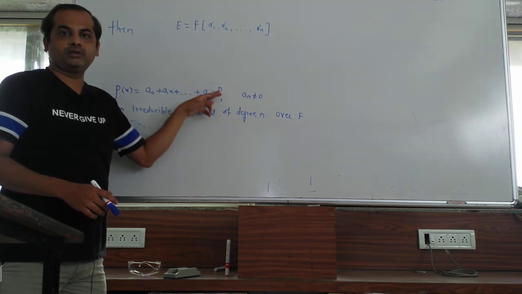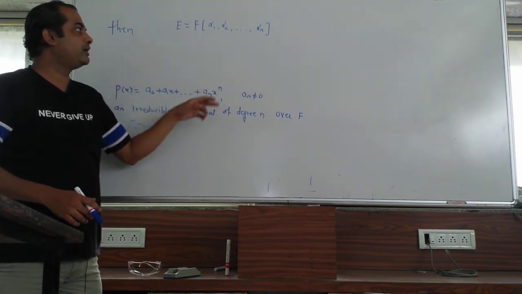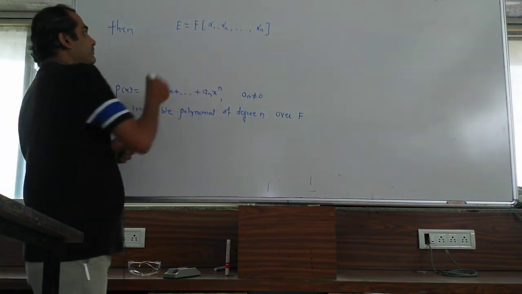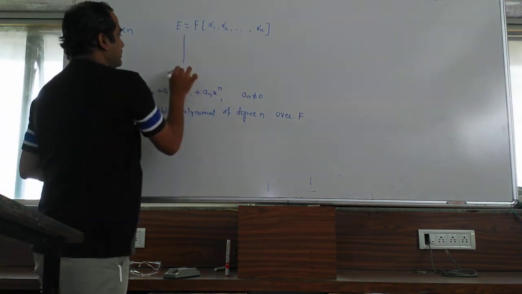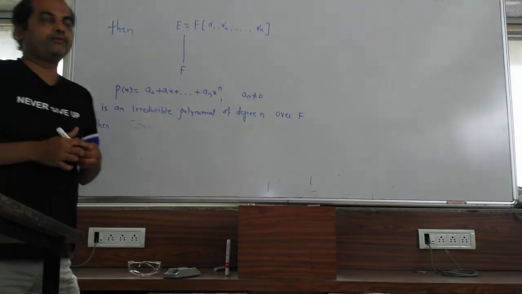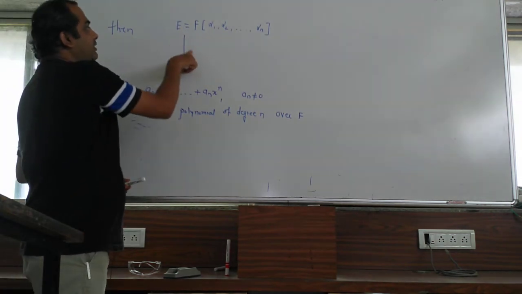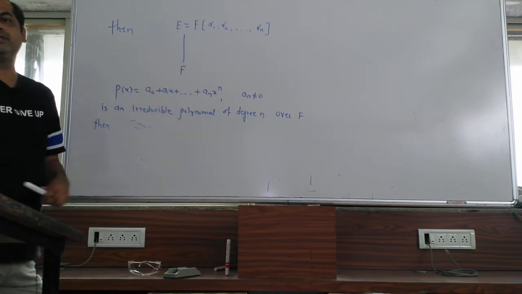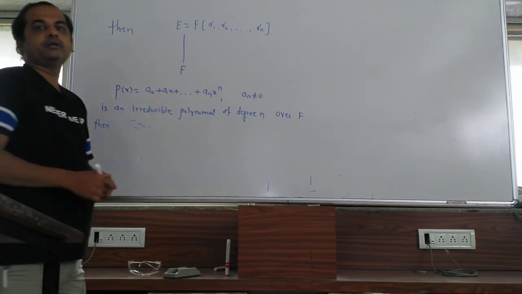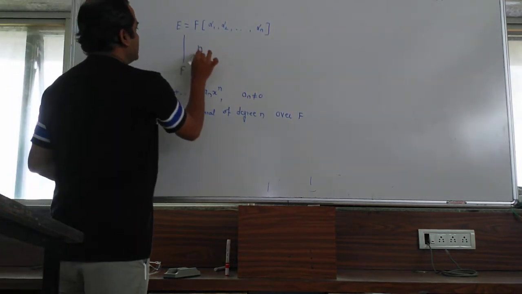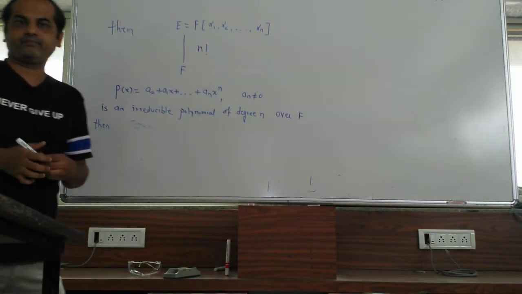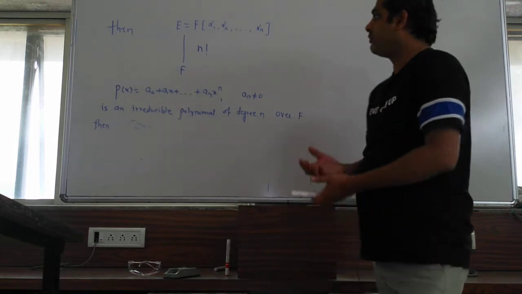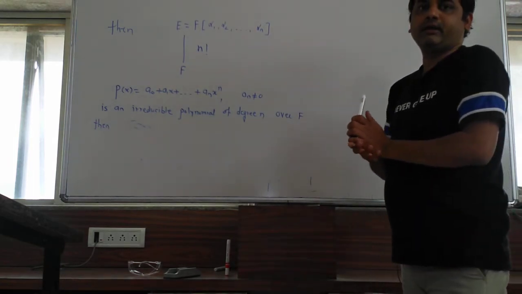The n roots of a degree n polynomial, attach those n roots to the field f, then it becomes an extension of f. Then what is the degree of extension, or what is the upper bound of this degree of extension? The upper bound of the degree of extension is n factorial. Why is this? You can see this.